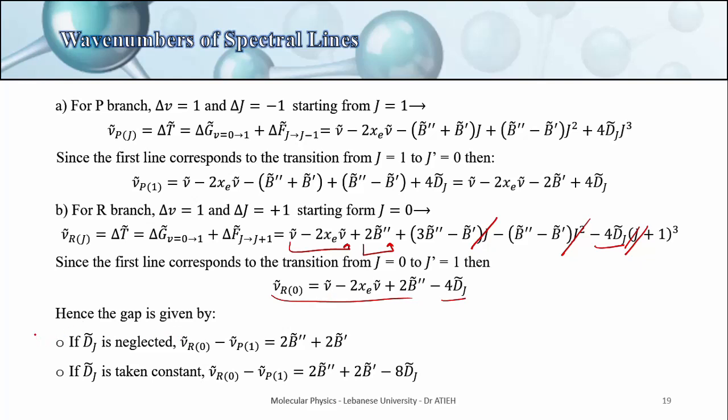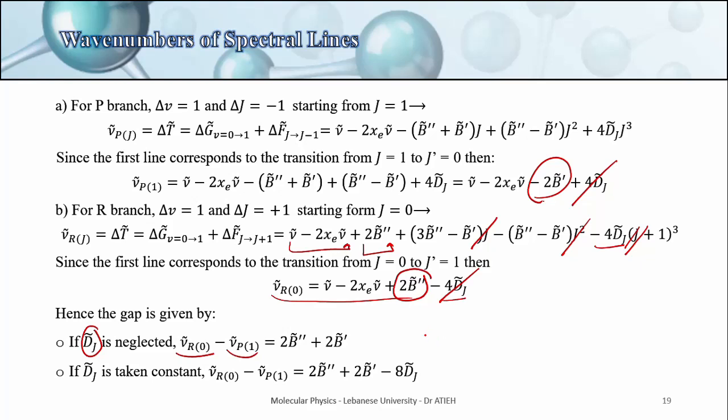Now let's see the length of the gap. To find the length of the gap, we have to subtract nu bar of R0 minus nu bar of P1. In the first case, I've neglected D. I've assumed that it's negligible. This correction is negligible. The distortion correction is not important. So if this is the case, this will be 0 and this will be 0. Subtracting these from each other, we are left with this term and with this term. So we are left with 2b double prime plus 2b prime.